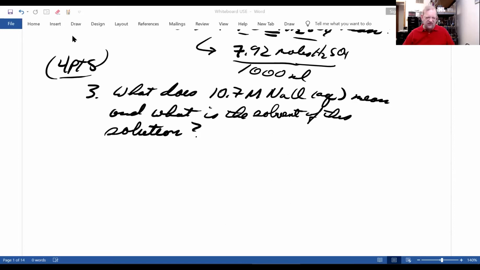All right, let's take a look at this. What does this mean? As soon as you see capital M, molarity, moles per 1,000 milliliters. So what does it mean?